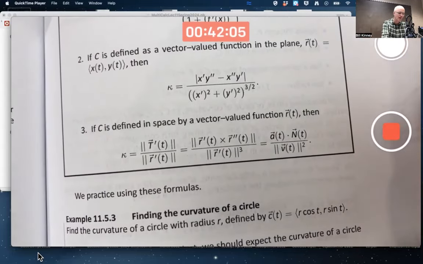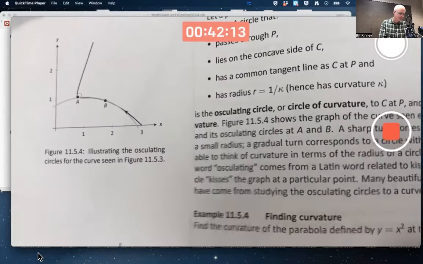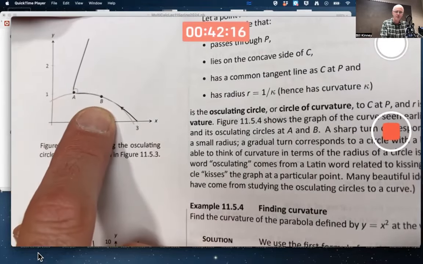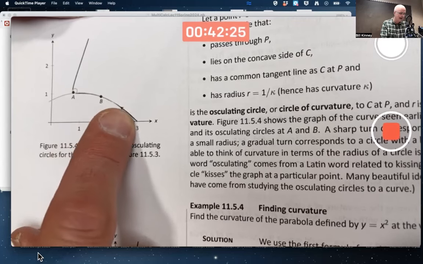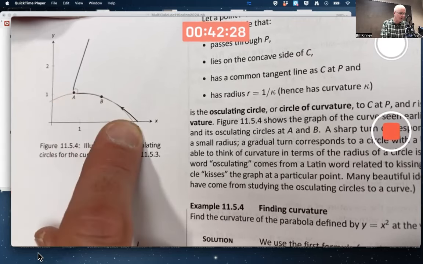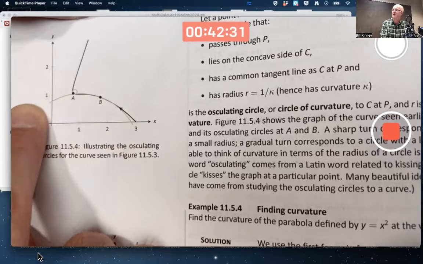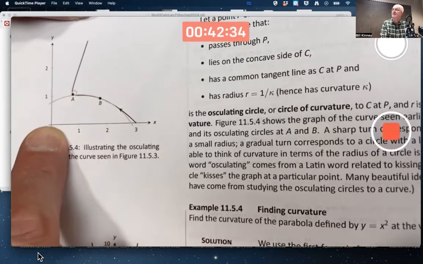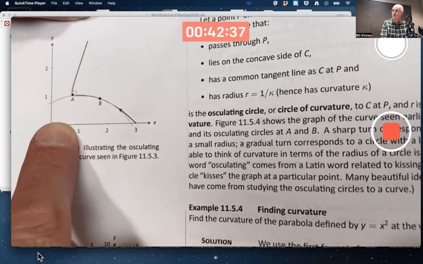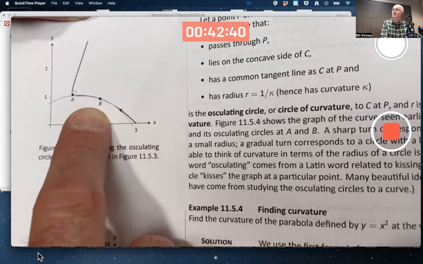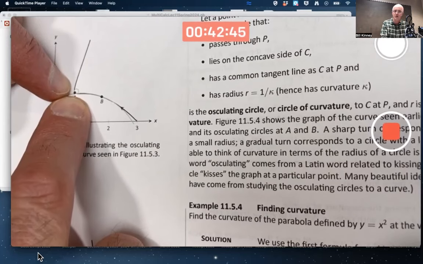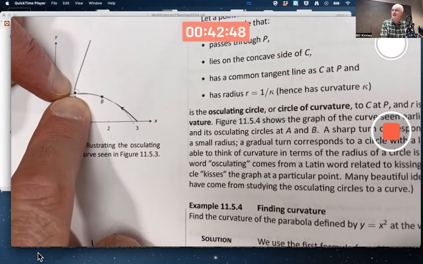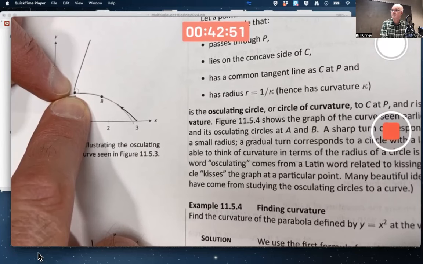Probably more important than all that is the intuitive interpretation. For this curve here, for example, you can see at the point B, it's almost straight. So the curvature is small. And if you approximated the curve near that point with a circle, that circle would have a large radius because the curvature is small. In fact, the radius of the circle would be 1 over the curvature. If the curvature is small, 1 over the curvature would be large. And here where the curve is tight, the curvature is high, the circle is small. If kappa is large, 1 over kappa, the radius of this circle, is small.